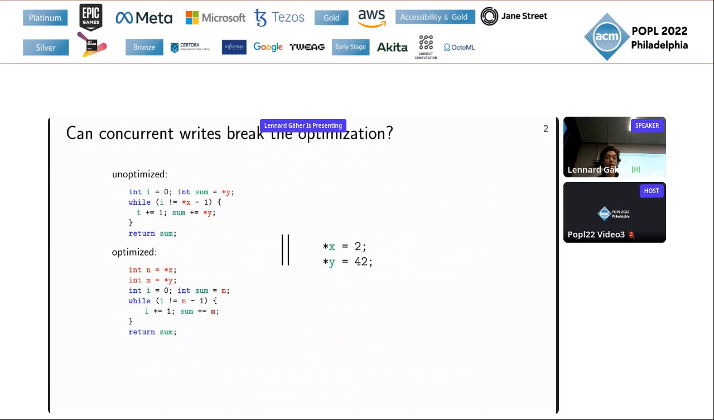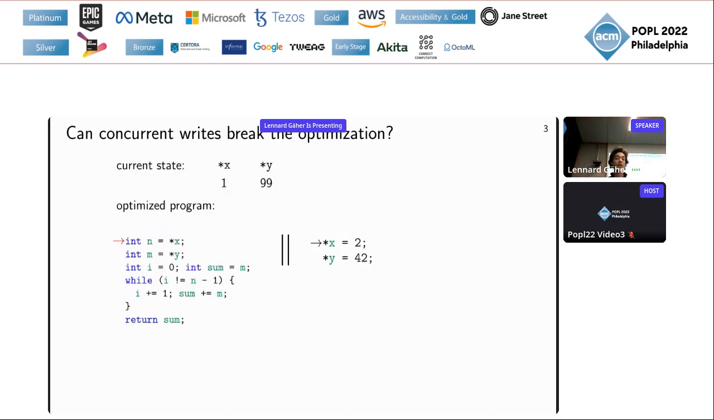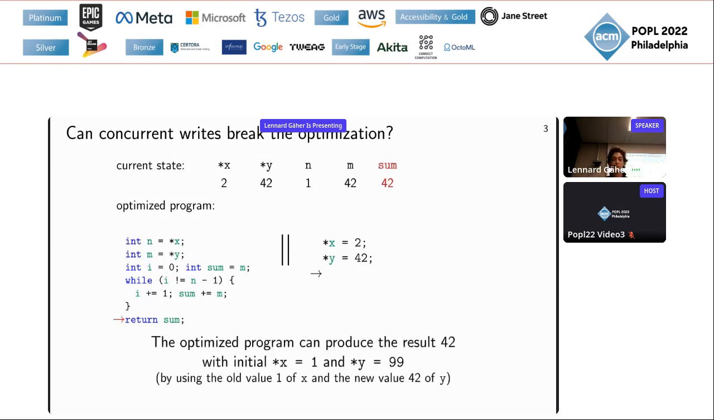Then, in fact, the optimized program can produce results that the unoptimized program could not. And as an example of this, assume that we execute the optimized program in a state where initially x is 1 and y is 99. First, the thread on the left loads from x and n gets the value 1. Then the scheduler switches over to the other thread and writes the new values of x and y. And after that, the left thread reads y into m, seeing the new value 42 written by the other thread, and the remaining code on the left is executed.